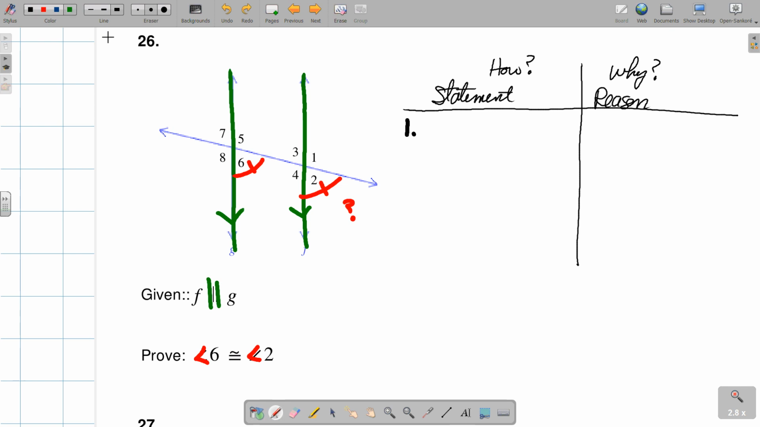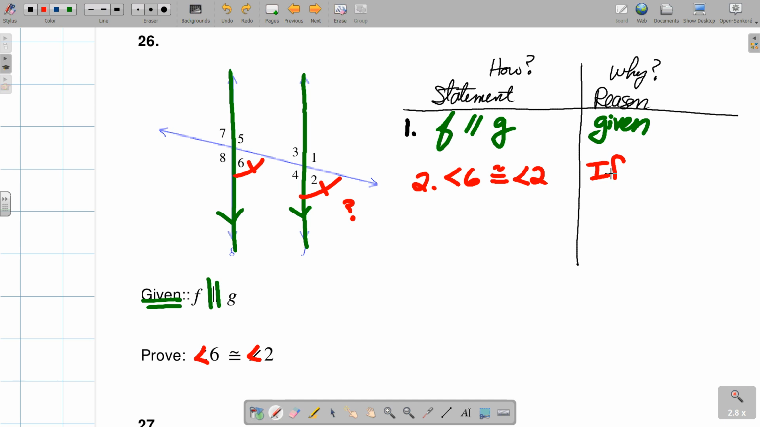First, you generally start with a portion of your given. So I know F is parallel to G. Why do I know that? It is given. And because they're parallel, I know angle 6 is congruent to angle 2. And the reason why? Because if you have parallel lines, corresponding angles are congruent. Boom, you're done.